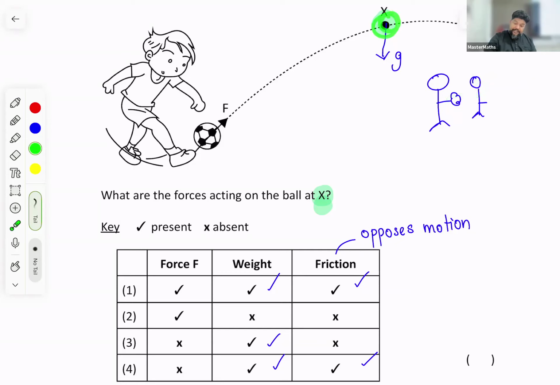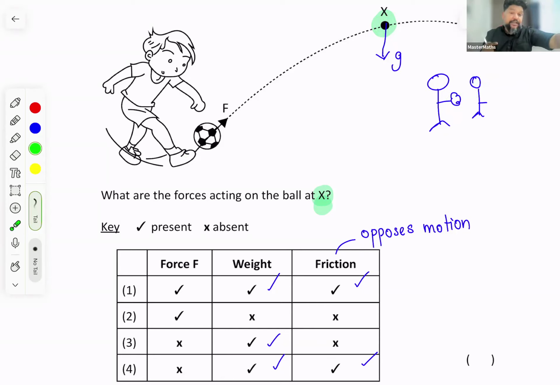At point X, is his foot still touching the ball? Only then can the ball fly. Imagine this ball. I just go boom like that without touching the thing. Do you think the bottle will move? No, because I'm no longer touching.